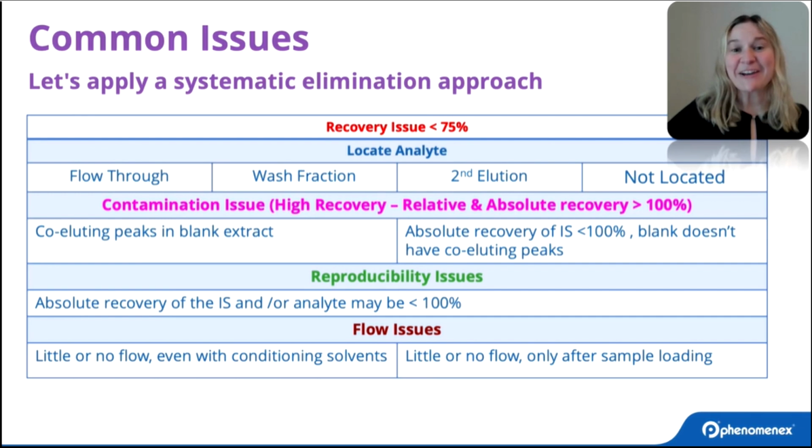Here's a quick summary slide of all of the different types of troubleshooting when it comes to SPE, right? Some of the common issues that we see. The first one we talked about today, which is low recovery or recovery less than 75%. So we talked about that it could be coming in the flow through, in a wash fraction, or it could be not located at all. Other different issues could be contamination, which would cause a high recovery, could be reproducibility issues, or it could also be flow issues as well. So today we talked about the recovery issues, but in the future we might cover some of these other common issues.